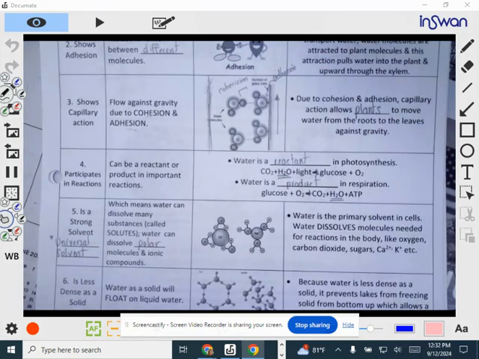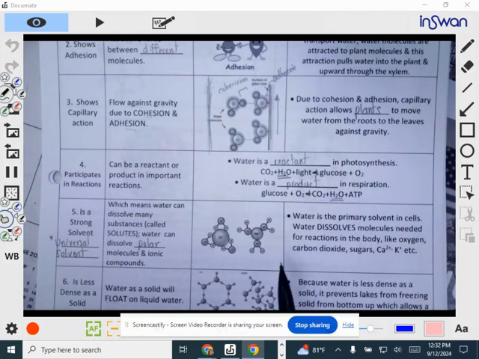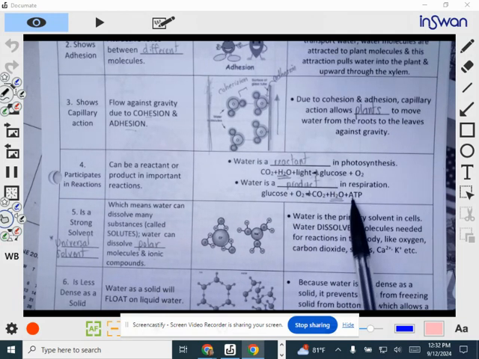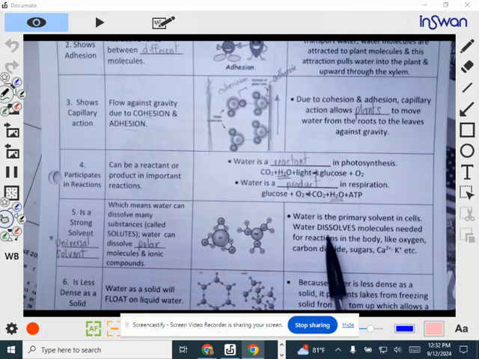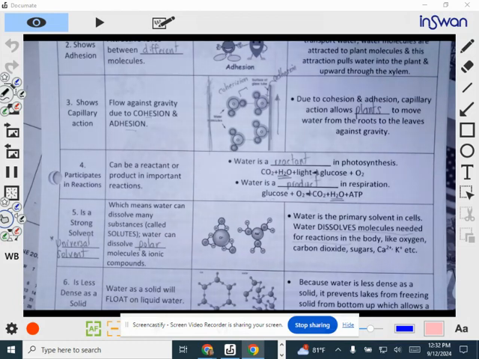Now, how this relates to living things is that for reactions to happen, like these reactions up here, the reactants have to be dissolved in water. CO2 has to be dissolved in water in plants, and if that's the case, then light energy can convert the CO2 in the water into glucose. In your body, when you go to make ATP, the glucose is dissolved in your blood, and the oxygen is dissolved in your blood. It's important that molecules can be dissolved because they must be dissolved before they can participate in reactions. So water dissolves molecules needed for reactions in the body.